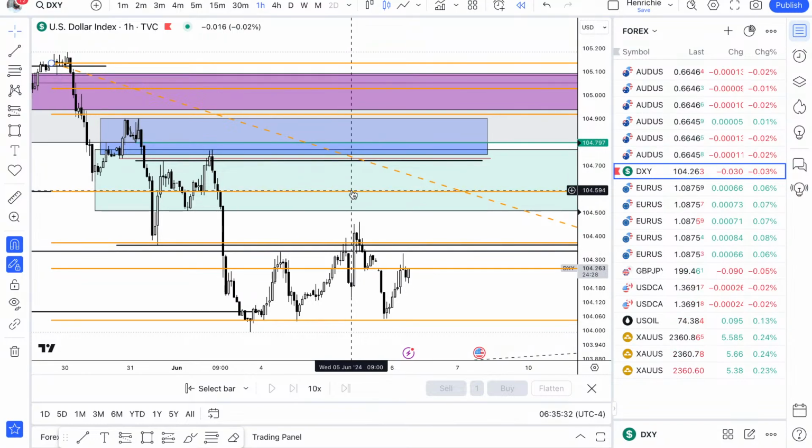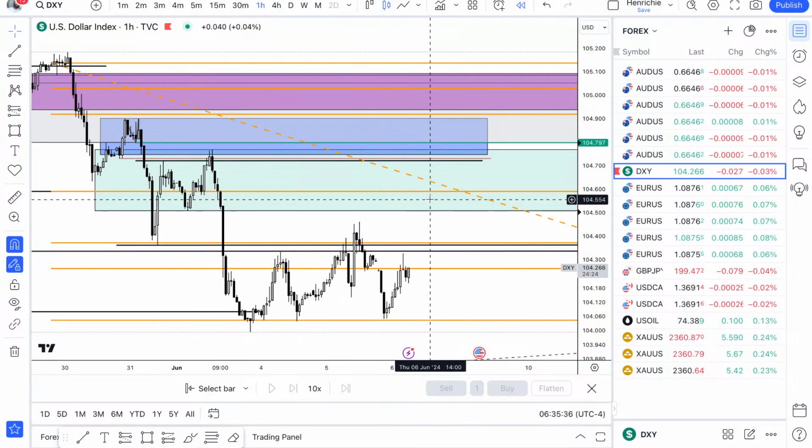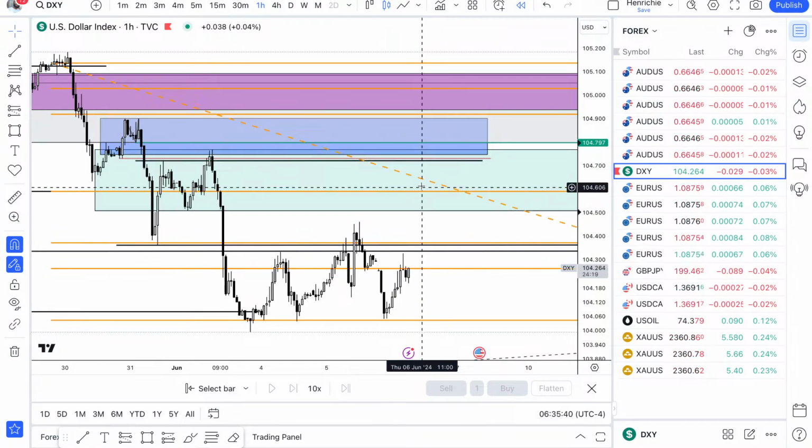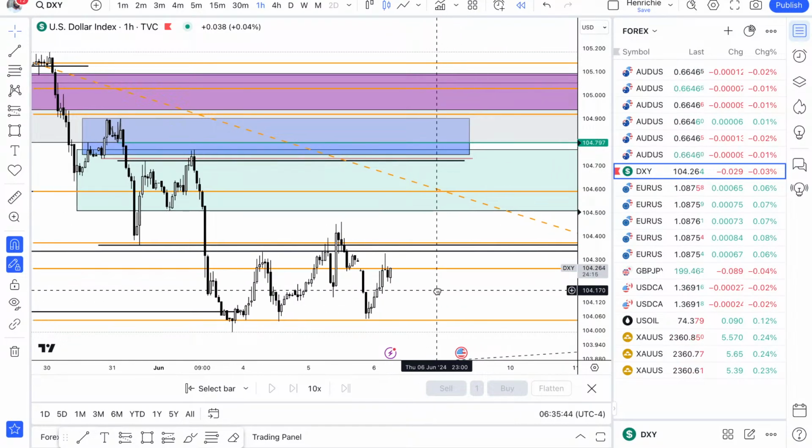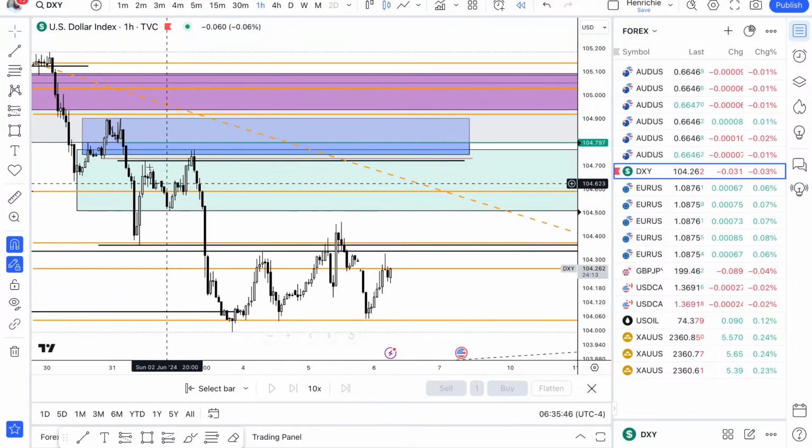And if we were to continue to the downside, and if I want to look for a sell, I want to sell at a premium zone. So anything above the equilibrium zone is premium. So I wouldn't be surprised to see price mitigate the premium zone before a continuation to the downside if we're going to remain bearish on the dollar.